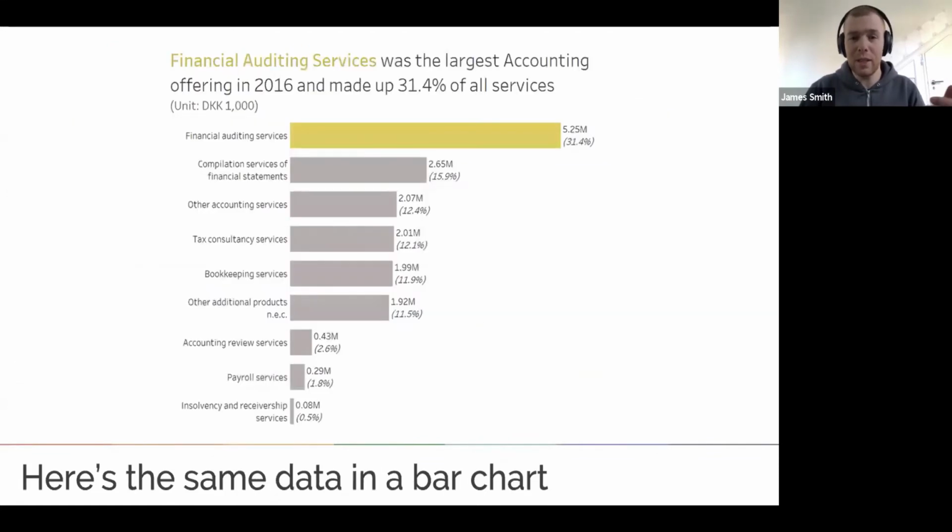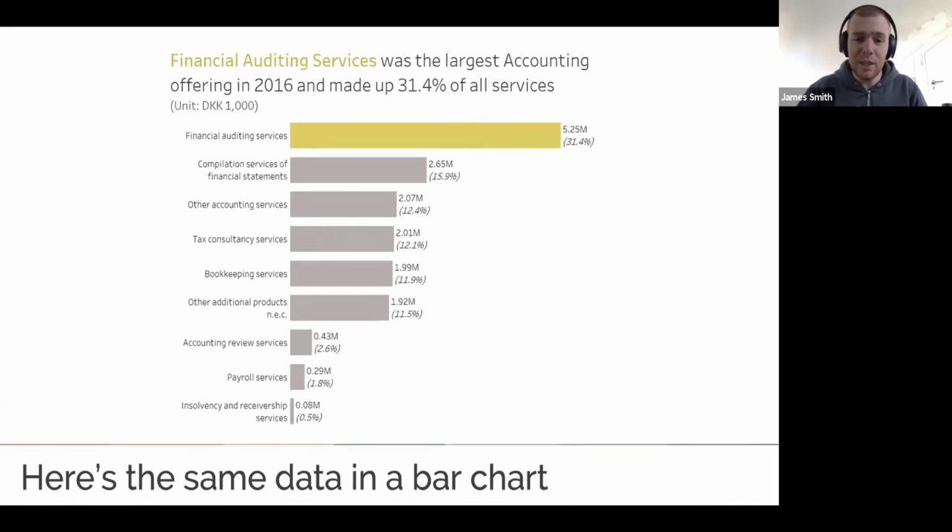First one, exactly the same data. Here, we're looking at it in a bar chart. So this data is just the 2016 data, and we're looking quite quickly. We can see that financial auditing services is the largest. It makes up almost a third of the total. We can also very quickly see that there's 4 categories that are very similar. So additional products, bookkeeping, other accounting and tax services, all quite similar here. And then we've got 3 there at the bottom that are much smaller, including insolvency and receivership services. So this is one way of looking at that data in the bar chart.